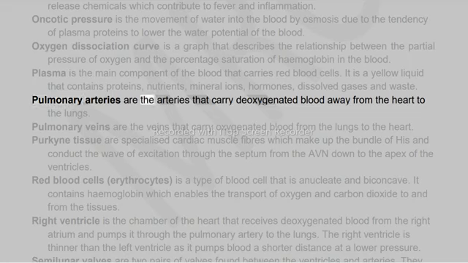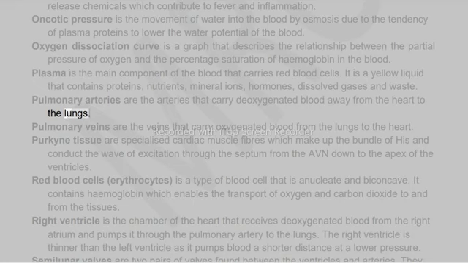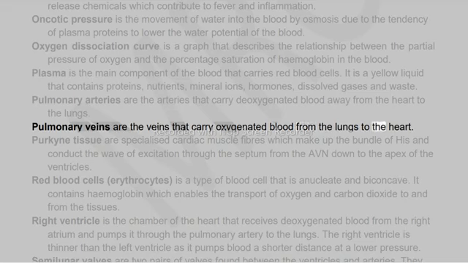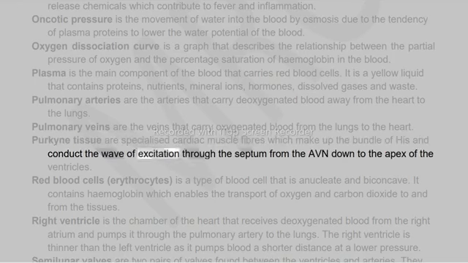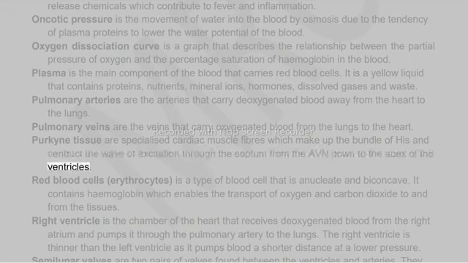Pulmonary arteries are the arteries that carry deoxygenated blood away from the heart to the lungs. Pulmonary veins are the veins that carry oxygenated blood from the lungs to the heart. Purkinje tissue are specialized cardiac muscle fibers which make up the bundle of His and conduct the wave of excitation through the septum from the AVN down to the apex of the ventricles.